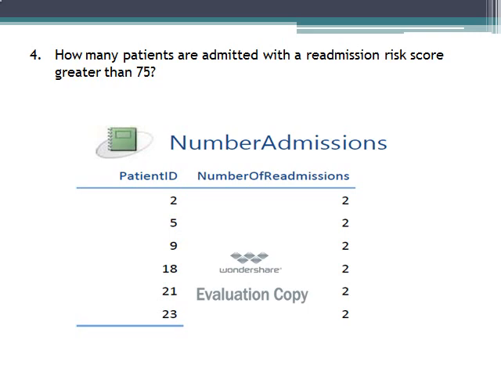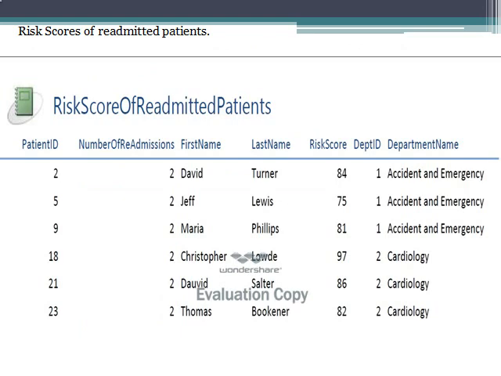The first report shows the patients who were readmitted. The first column shows the patient ID and the second column shows the number of readmissions for that particular patient ID. So there were 6 patients who were readmitted in the hospital. Let's see their risk scores. The second part of the report shows patient ID, number of readmissions, and corresponding readmission risk scores. As you can see, readmission scores for the readmitted patients were greater than 75%.